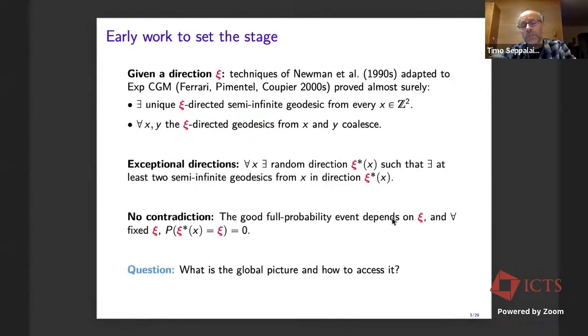So the question then is, what is the global picture? By global picture, I mean that you just fix the weights once and for all. In other words, you take a typical collection of weights on the entire lattice, and you try to say something about the complete collection of semi-infinite geodesics. So that's the global picture question. And then, of course, there's the question of how to access it once you try to answer the question. And that's where the Busemann process comes in.